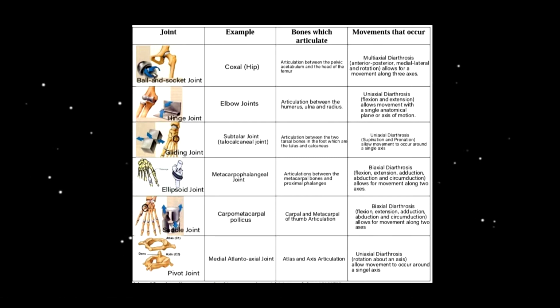4. Ellipsoid joint. Examples of this type of synovial joint are the radiocarpal joint and the metacarpophalangeal joint. 5. Saddle joint. The best example for this joint would be the carpometacarpal joint, also known as the thumb joint. 6. Ball and socket joint. Examples are the joints in the hips and shoulders.